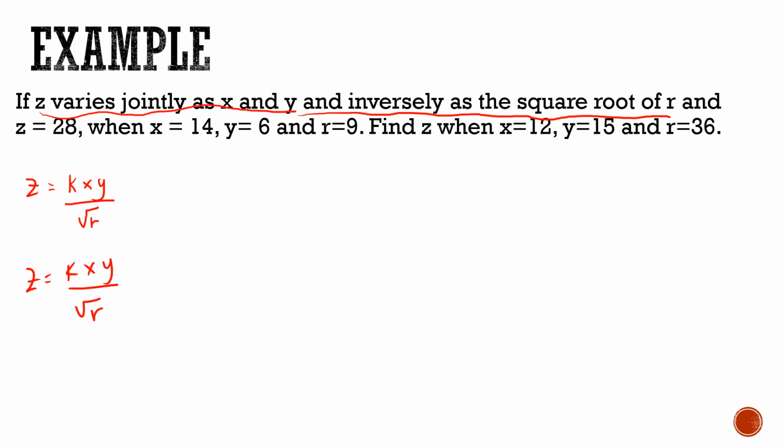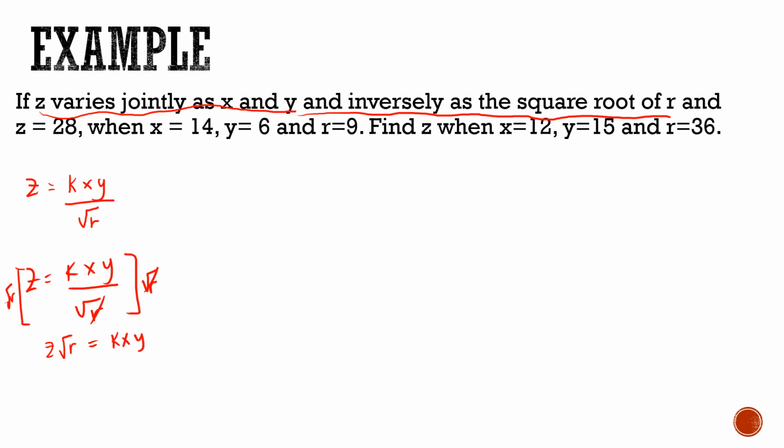To find for the value of k, the first thing we should do is to eliminate the denominator. To eliminate the denominator, we will just simply multiply both sides by whatever the denominator is. In this case, the denominator is square root of r, so I will be multiplying both sides of the equation by square root of r. So square root of r here will be cancelled out, and then let's multiply square root of r times z. Square root of r times z is z square root of r. Then just simply copy k equals xy.